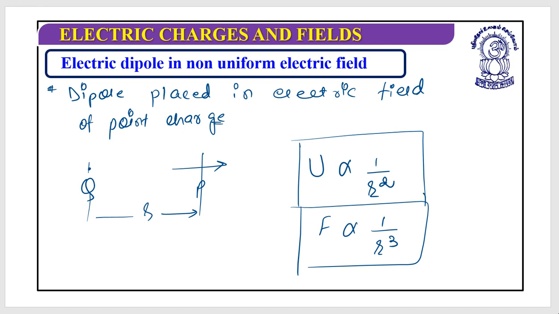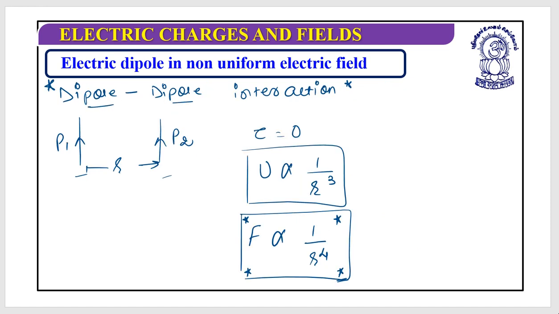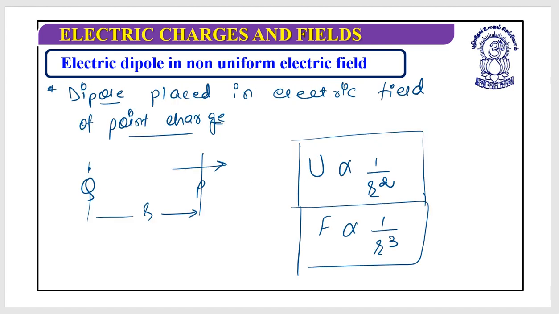This is the interaction between dipole and point charge, and previously it was the dipole-dipole interaction. So there, U is inversely proportional to r cube and F is inversely proportional to r to the power 4. And here, for an interaction between a point charge q and dipole p, the potential energy is inversely proportional to the square of the distance, and the force is inversely proportional to the cube of the distance. Yes. Can we move to the next? Did you remember this? Are you sure?